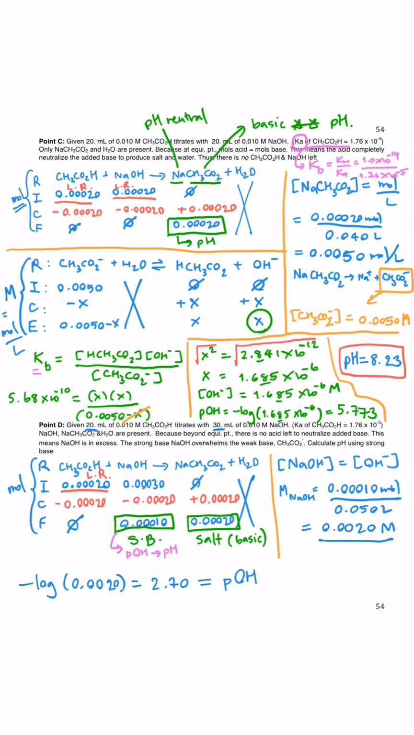And again, the problem doesn't specify the temperature. Therefore, in this case, we are going to assume that it's at 25 degrees Celsius. Therefore, the relationship between pH and pOH would be pH equals 14 minus pOH, which is going to be 14 minus 2.70, which is equal to 11.30. And this solution contains the strong base sodium hydroxide. Therefore, the pH of the solution would be a lot higher than 7.